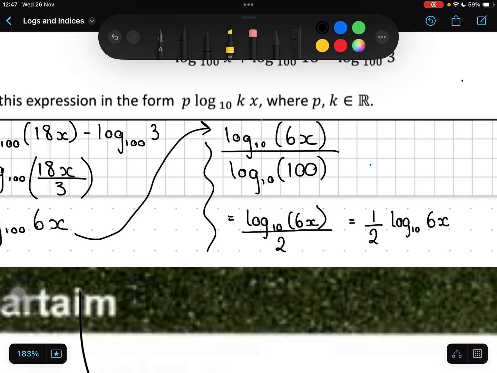Double check that matches the form that they said. So is p allowed to be a fraction? Yes, it was a real number. And likewise 6 is also a real number. So that's it done.